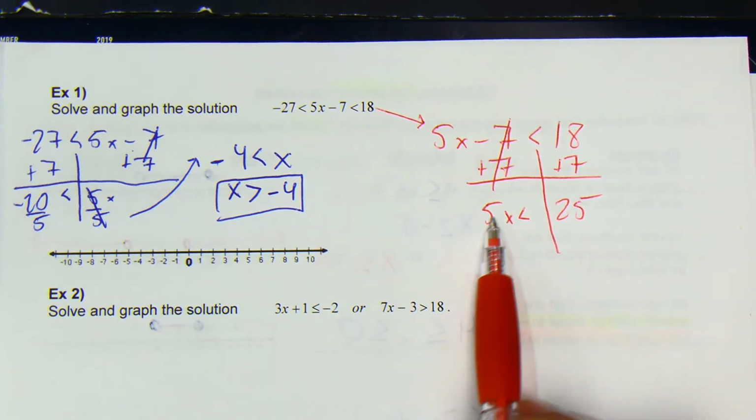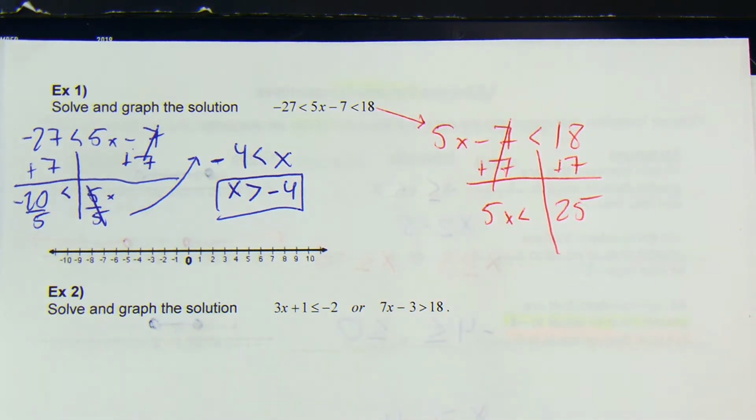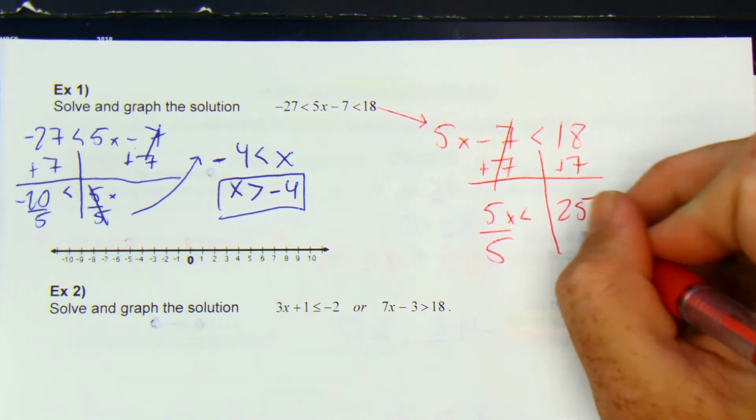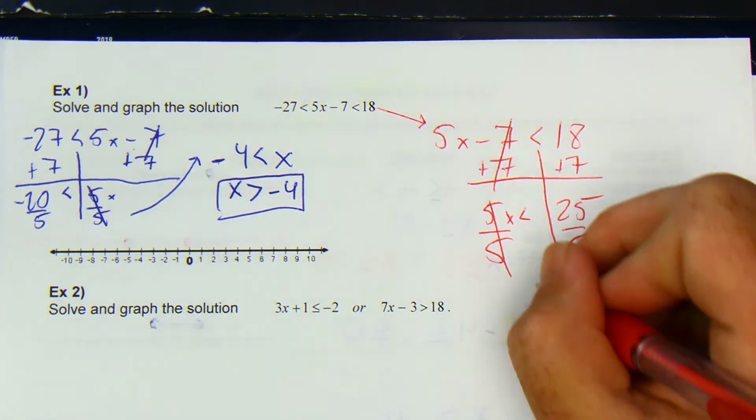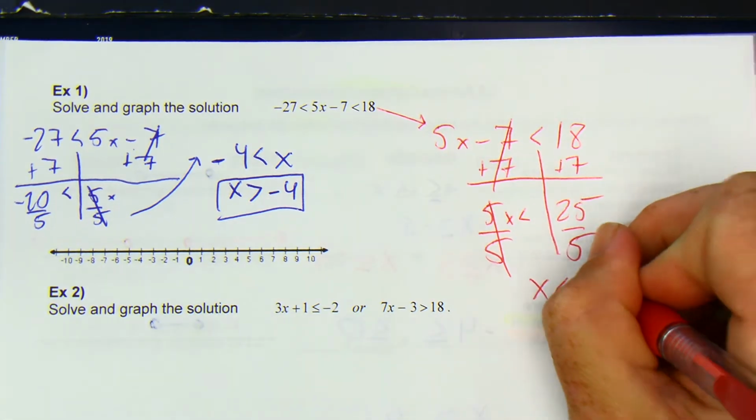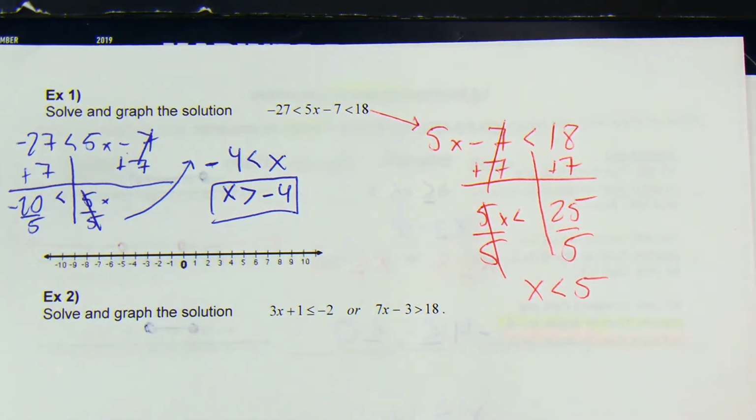Okay, this 5 is attached to my x, so I know that is multiplying my x. In order to get rid of that 5, in order to move it to the other side of the inequality sign, I know I need to do the opposite, and the opposite of multiplication would be division. So I'm going to divide both sides by 5. 5 divided by 5 is 1. That cancels out. I'm left with x is less than 5. 25 divided by 5 is 5.